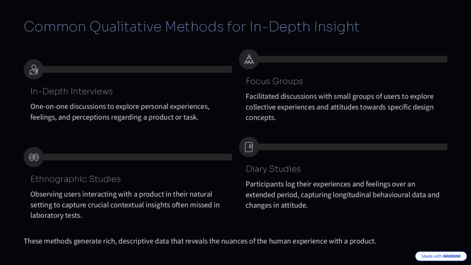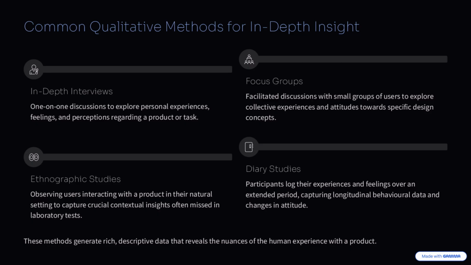We also sometimes use things like diary studies, where people log their experiences or feelings about something over a period of time. That gives you a richer, sort of longitudinal picture. Okay, so we're gathering words, stories, observations, emotions, not numbers. How on earth do you analyze that kind of data systematically?